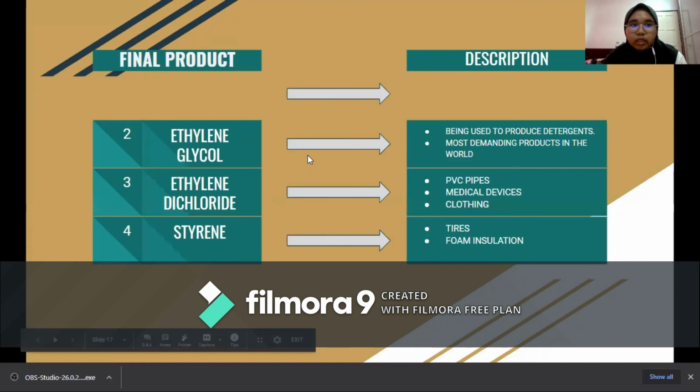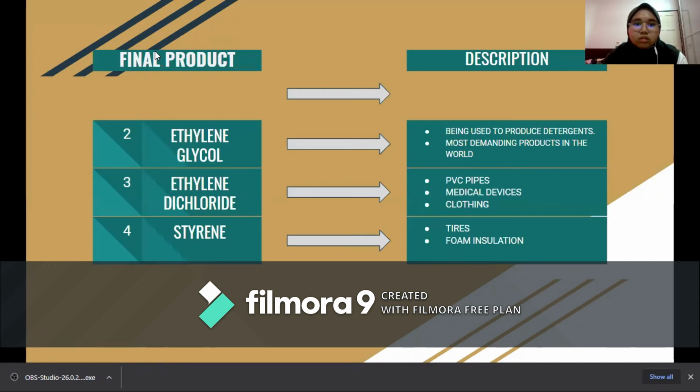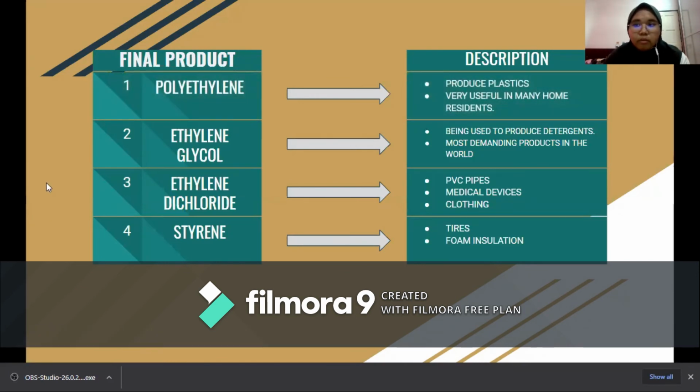The next part is the final product. So actually in final products from ethylene, there are four types, which are the most common products that we use: polyethylene, ethylene glycol, ethylene dichloride, and styrene. So polyethylene can produce plastic, which is very useful in many homes. So we see that polyethylene is one of the high demand byproducts that most people use in the world.